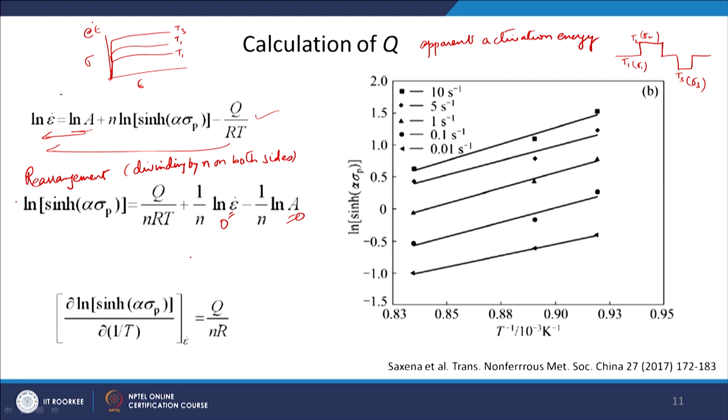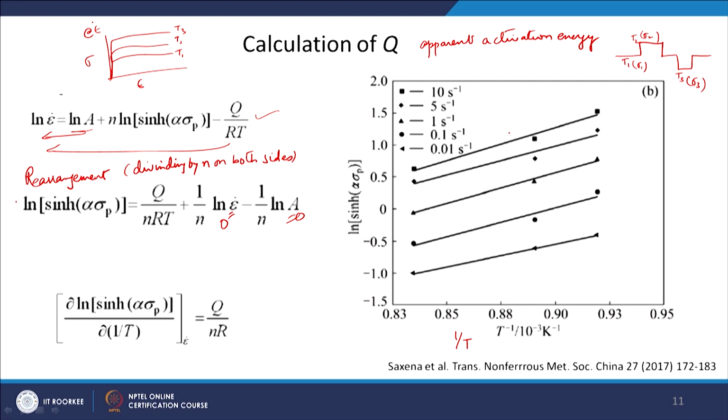Okay. So, for this what we will do? We will do a plot between 1 by T, which is shown here as T to the power minus 1, and ln sinh alpha sigma p. Okay. So, if I do that, I will get again these curves. Okay. More or less all the curves are linear and parallel to each other. So, I would say that there is not much change in the deformation mechanism at different temperatures.